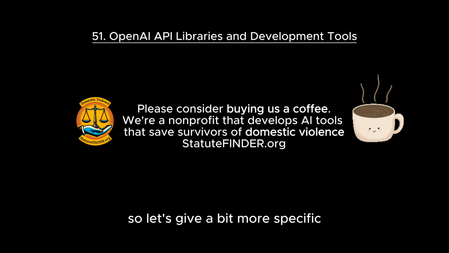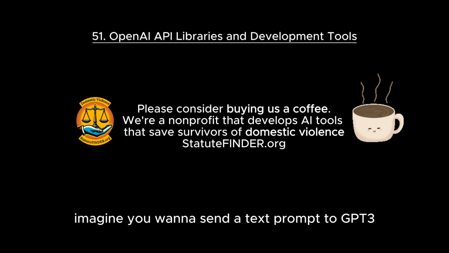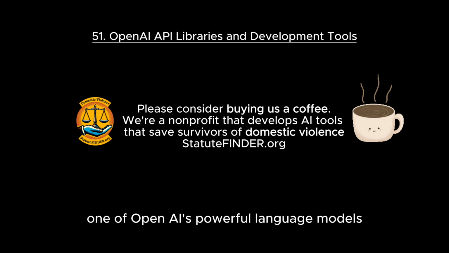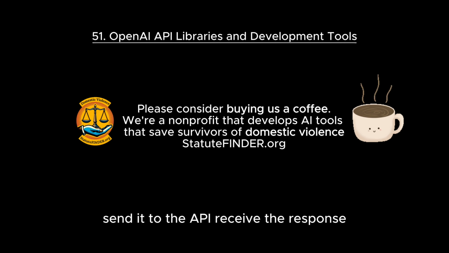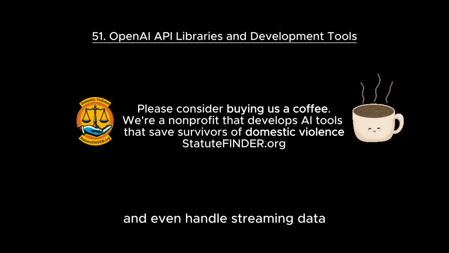So let's get a bit more specific. What kind of tasks do these libraries actually help with? Imagine you want to send a text prompt to GPT-3, one of OpenAI's powerful language models. The Python library will format your request correctly, send it to the API, receive the response, and even handle streaming data if the response is a large chunk of text.